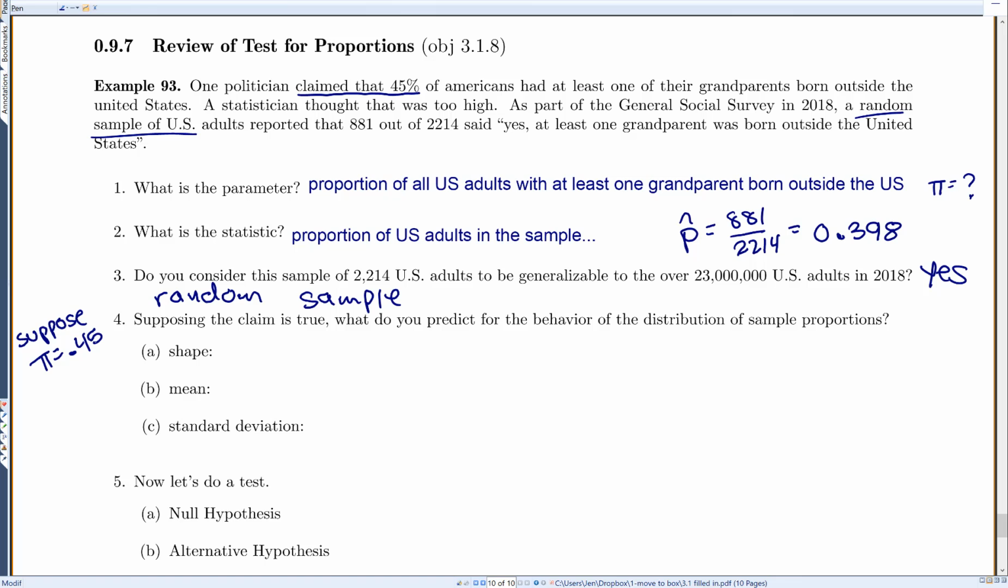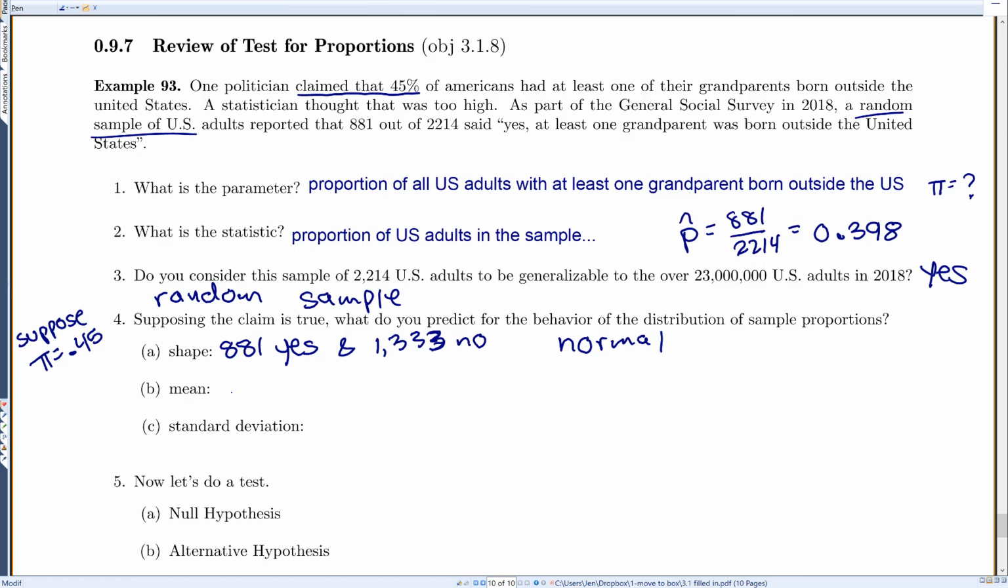The shape should be, well, is our sample size big enough that it should be normal? Do you have at least 10 people that said yes and at least 10 that said no? So 881 said yes, and if you want to figure that out, we could do 2214 minus 881. So 1,333 said no. Okay, so is that big enough? Yes, so it should be normal. They're both at least 10.